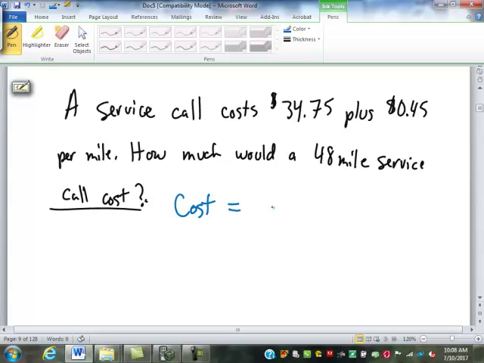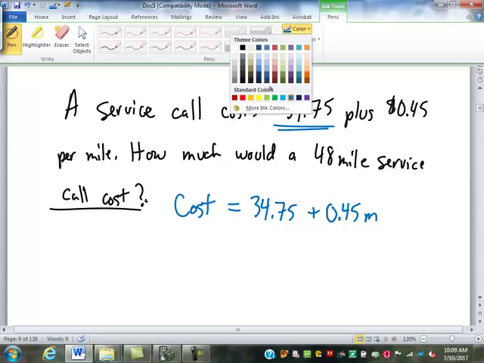The cost is going to equal, what's the base cost? The cost that you're going to get charged no matter what? The $34.75, so 34.75, plus, how would we express 45 cents a mile? $0.45. We'll go M for miles, so times M. So you put in the number of miles and you're going to multiply, right?